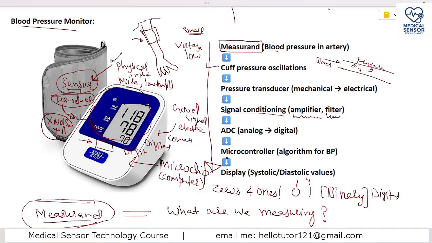Another instrument, basically the software installed in this, will convert this binary, these digits, into what? Into these numbers that you see, the pressure. The systolic and diastolic pressure, the values that you see. This is human understandable language. So there is another processor or software, and this is how we finally get the input values here.